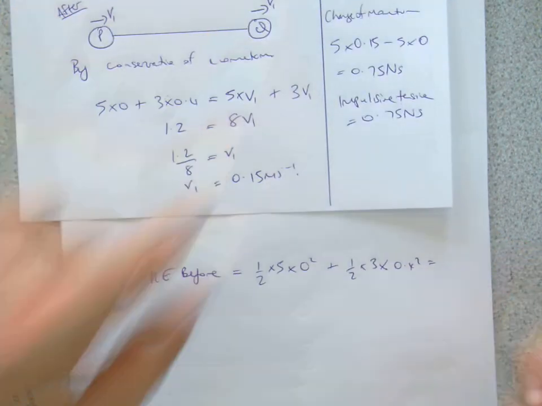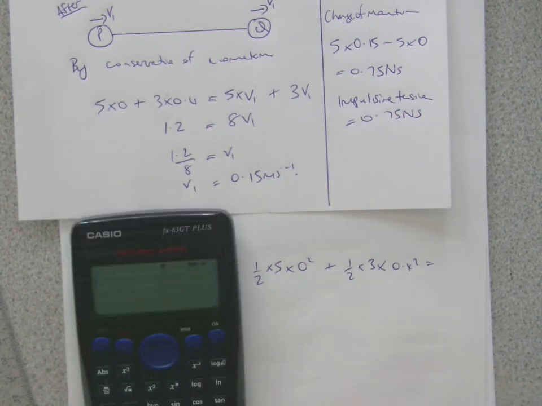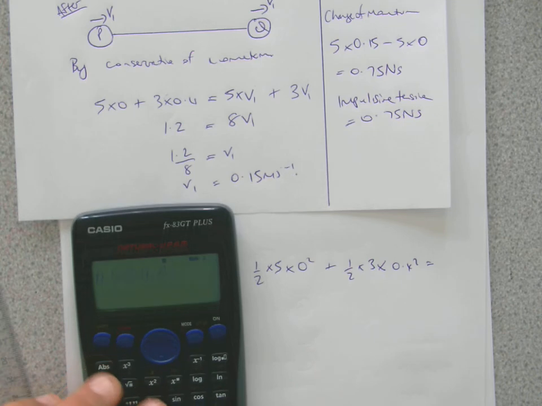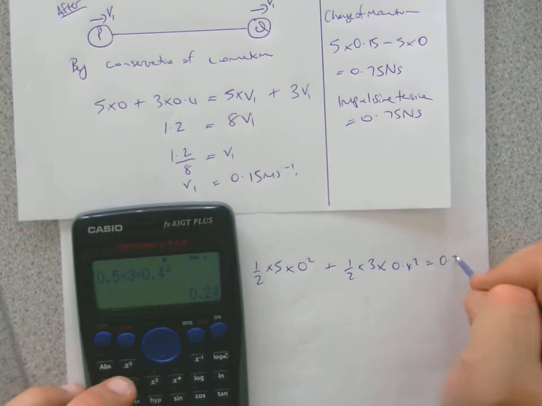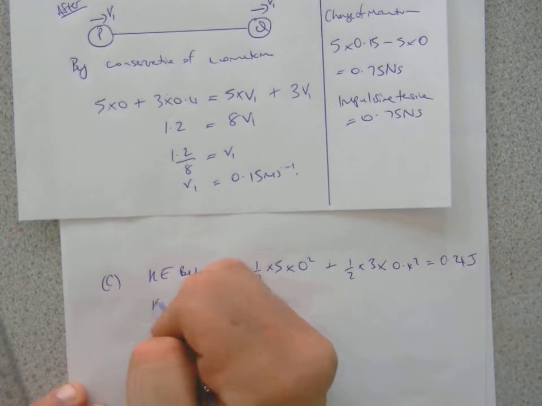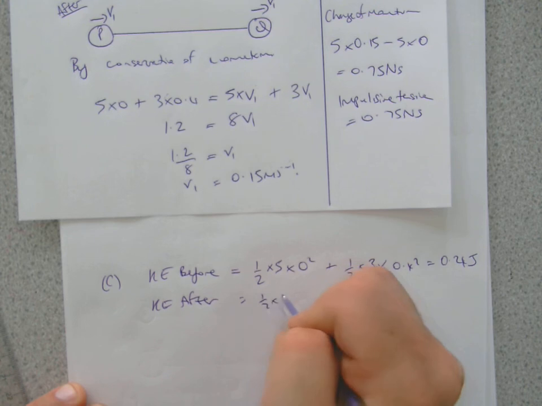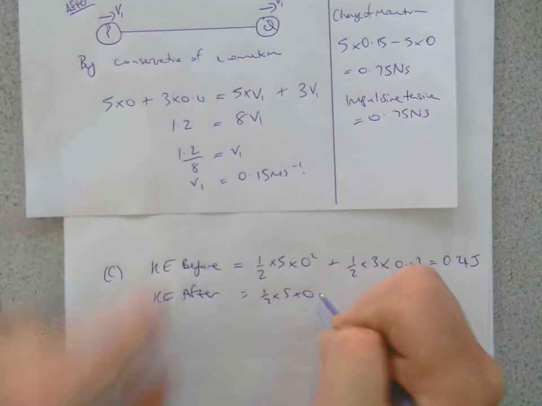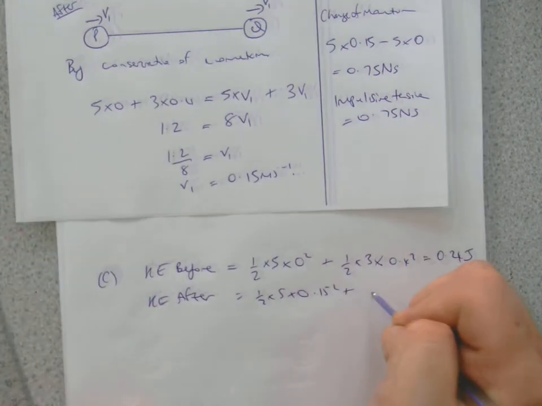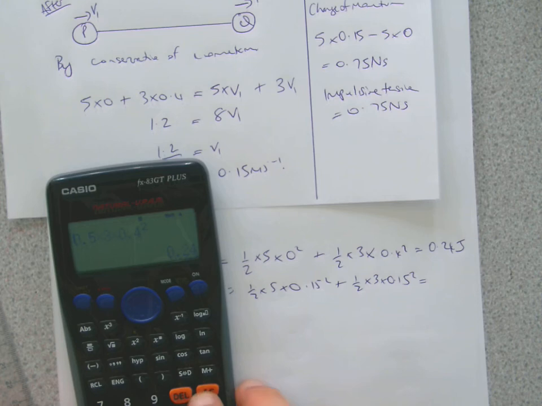So that would be, well, that's going to be 0, that's going to be wiped out, and that's going to be 0.24. Remember energy is measured in joules. Energy after, half times 5 times, well, that's going to be 0.15 now, squared, plus half times 3 times 0.15 squared. So they're both moving at the same velocity.